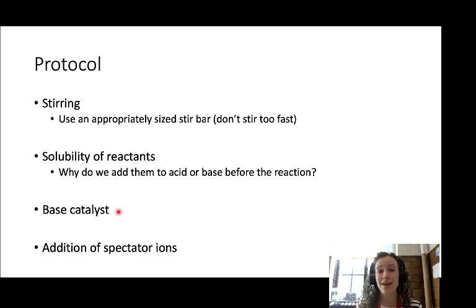We also add a base catalyst near the end, that aqueous sodium hydroxide. And then when we wash upon vacuum filtration, you'll notice that we add some spectator ions in, some sodium chloride. Why might that be?